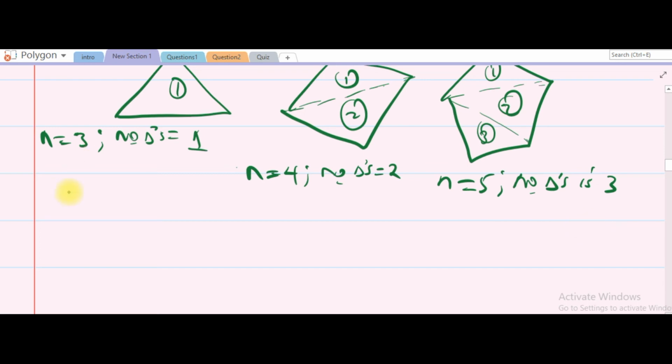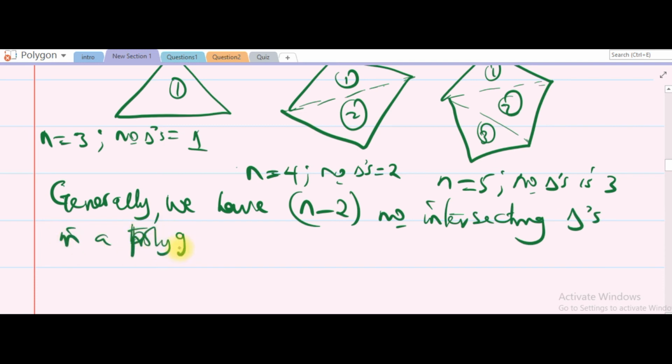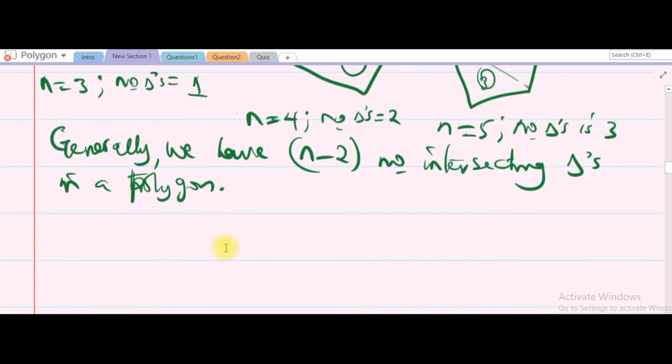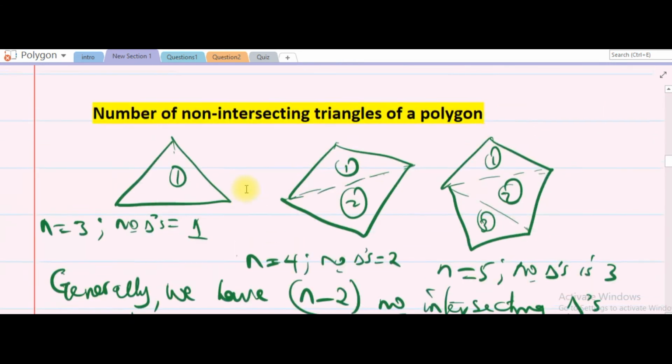So generally we have n minus 2 non-intersecting triangles in a polygon. So that's a very, very important formula. Whenever you are asked to find the number of non-intersecting triangles, just use the number of sides minus 2.